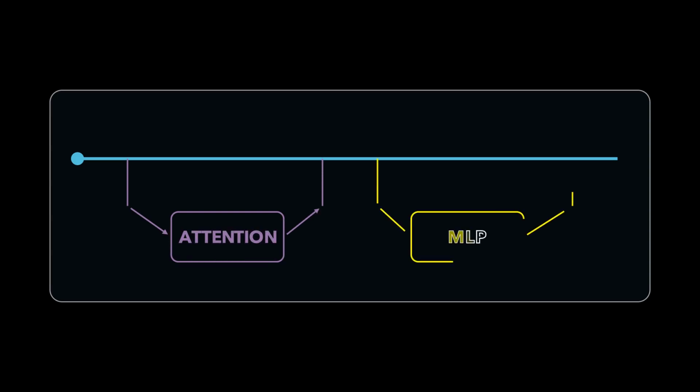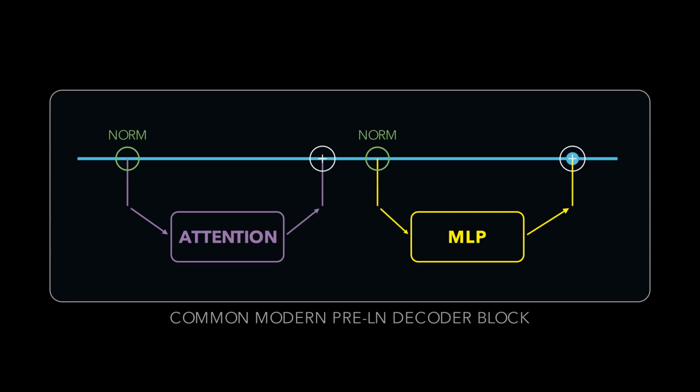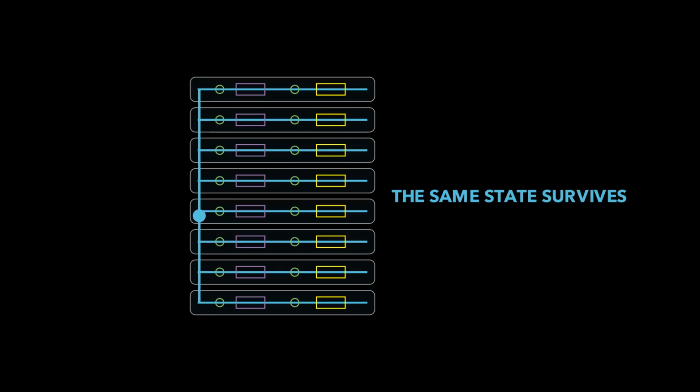One floor has two major working areas. Attention lets positions exchange information. A feed-forward network transforms each position separately. Two residual paths keep a running state alive through both updates. Normalization keeps the inputs to those operations in a workable range. That list sounds simple. The strange part is what happens when the same state survives dozens of floors.